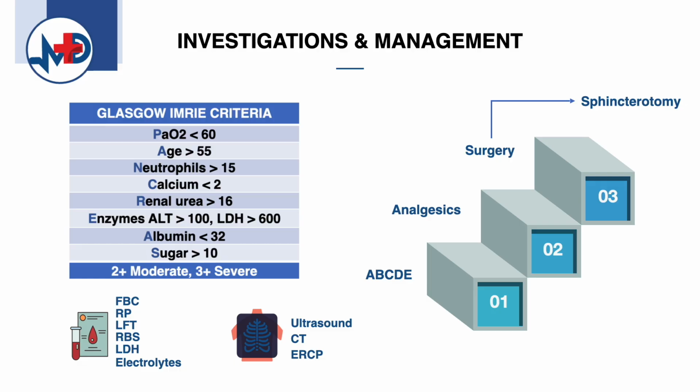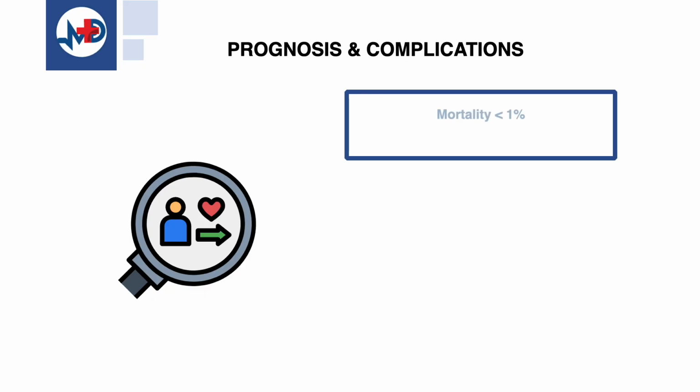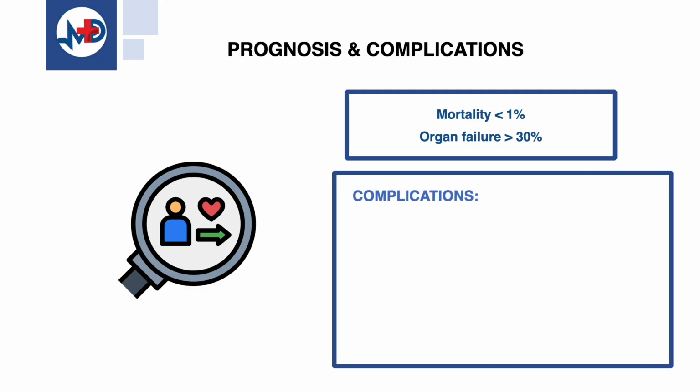In terms of prognosis and complications, the mortality rate in those without organ failure is less than 1%, but increases to more than 30% when there is organ failure. Remember that patients with biliary pancreatitis have a higher mortality rate than those who have alcohol-induced pancreatitis. Complications of acute pancreatitis include pseudocyst, which is a cyst-like structure encapsulated with fibrous material, a collection of pancreatic juice outside the normal boundary of the ductal system.